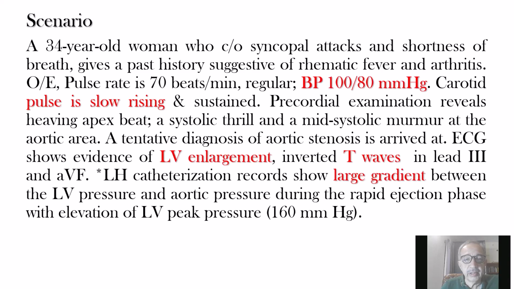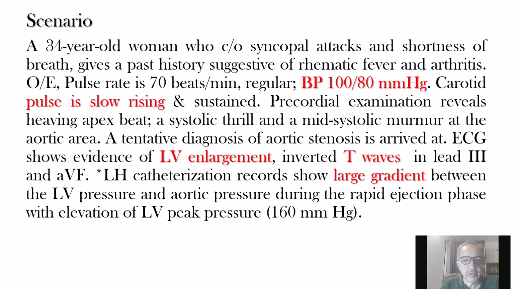The case scenario is this. A 34-year-old woman who complains of syncopal attacks and shortness of breath gives a past history suggestive of rheumatic fever and arthritis. On examination, the pulse rate is 70 beats per minute, regular, blood pressure 100 by 80 mm mercury, carotid pulse is slow rising and sustained. Precordial examination reveals heaving apex beat, a systolic thrill, a mid-systolic murmur at the aortic area. A tentative diagnosis of aortic stenosis is arrived at.